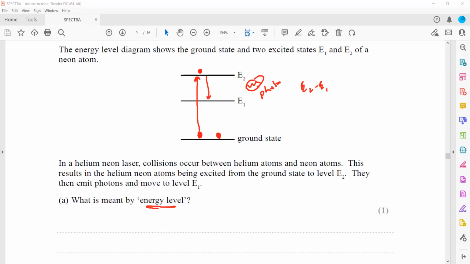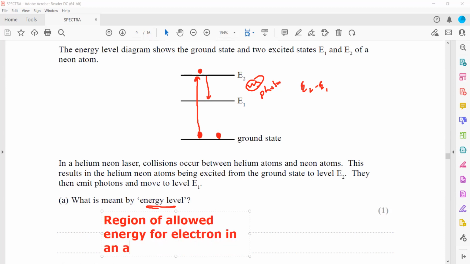Basically, how do we define energy level? An energy level is a region where the allowed or possible energy of an atom, or of an electron in an atom, is found. So if they ask you to define energy level, you will mention the allowed or possible energy of an atom or an electron in an atom, the space or region. That refers to energy level.